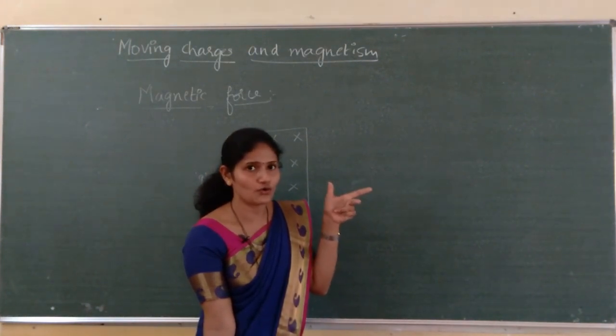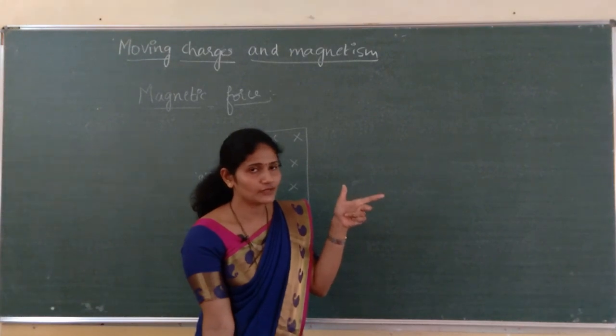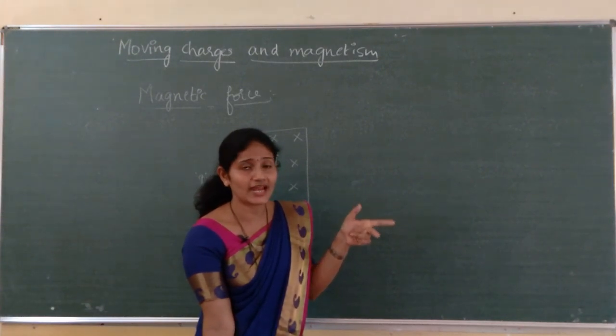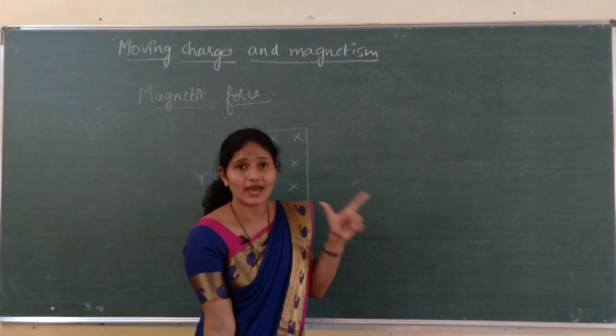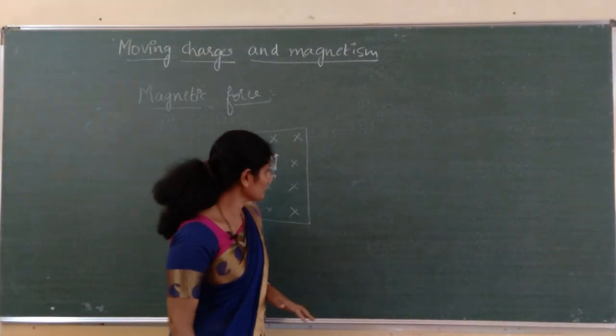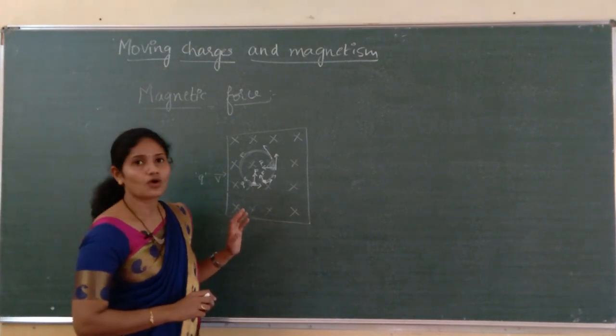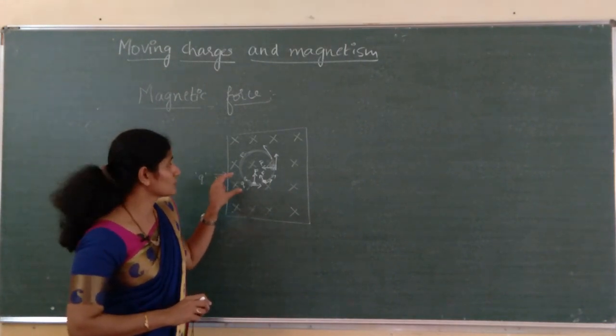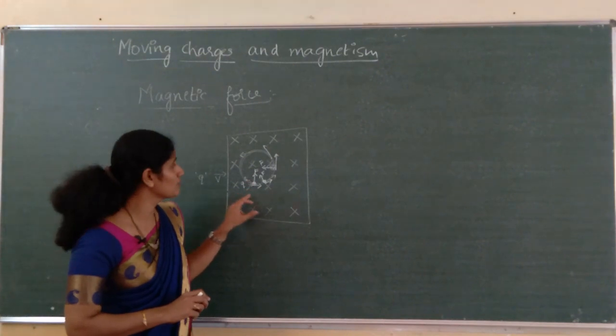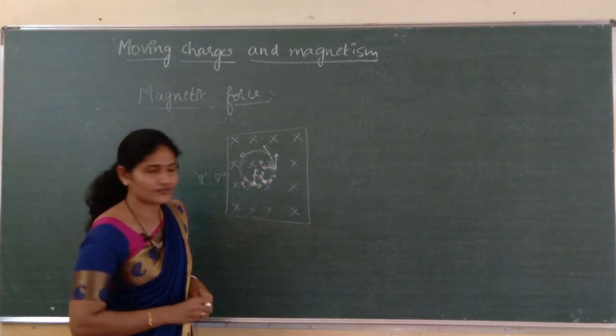Forefinger gives the direction of magnetic field, middle finger gives the direction of velocity, and the thumb gives the direction of magnetic force. Now, let us see what is the expression for magnetic force, or the force experienced by a moving charge in the presence of a magnetic field.